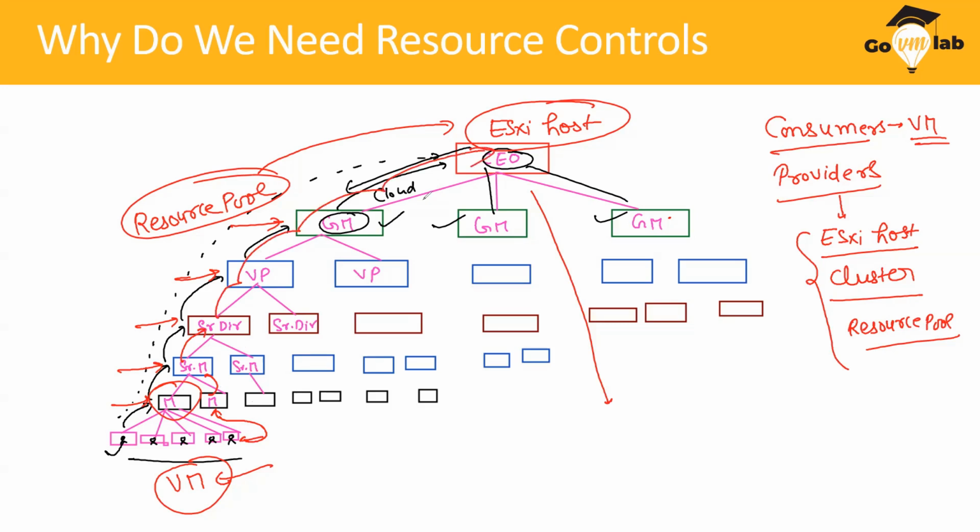That is the idea. As a VM, you will be talking to your resource pool for the resources. If your resource pool does not have the resource, then it will go and talk to its own resource pool. And that is where the concept of parent and child resource pools comes into the picture.